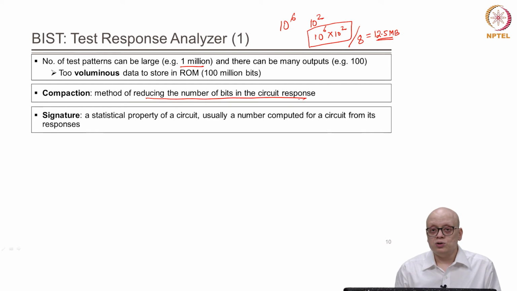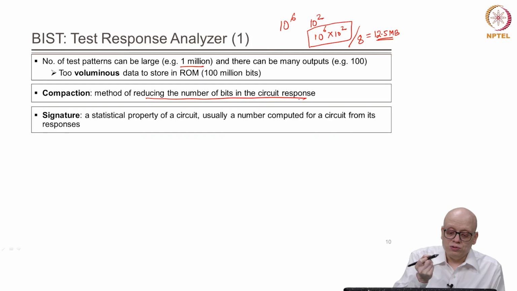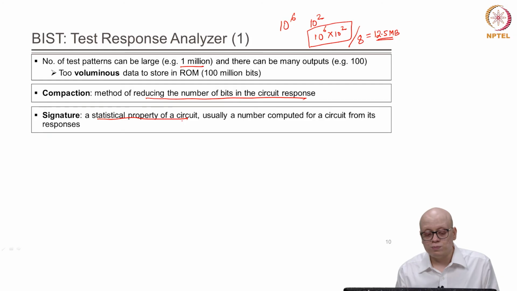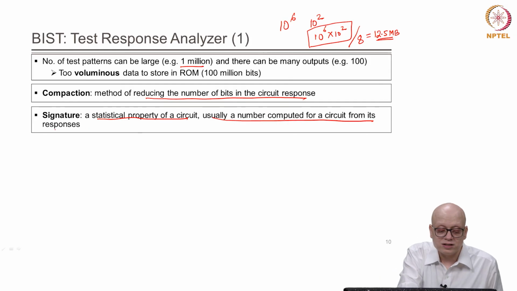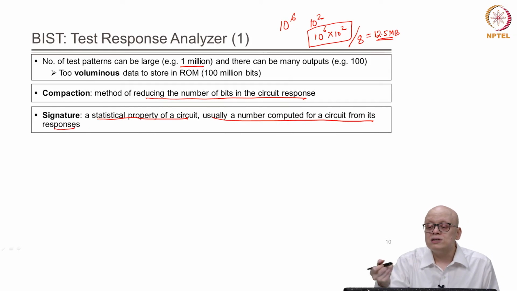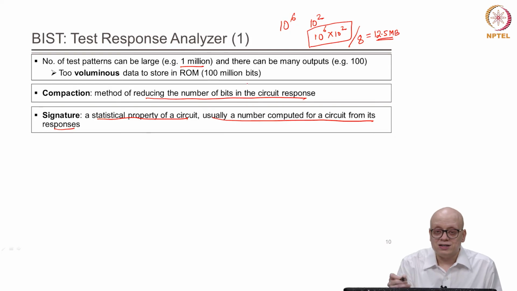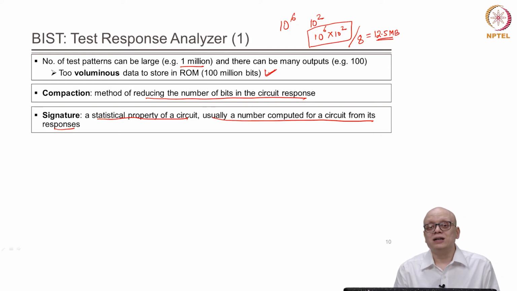And how do we do compaction? We do it by using a statistical property of a circuit, and using that statistical property, we derive a signature, usually a number computed for a circuit from its responses. For example, suppose there were 100 million bits in the output response. We just count the number of ones in those bits for the golden circuit, the circuit which does not have any fault, and treat it as a golden signature.